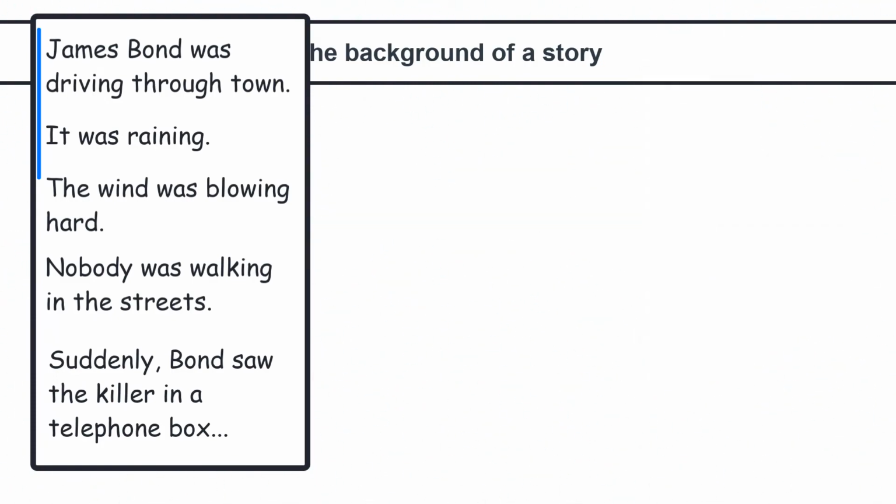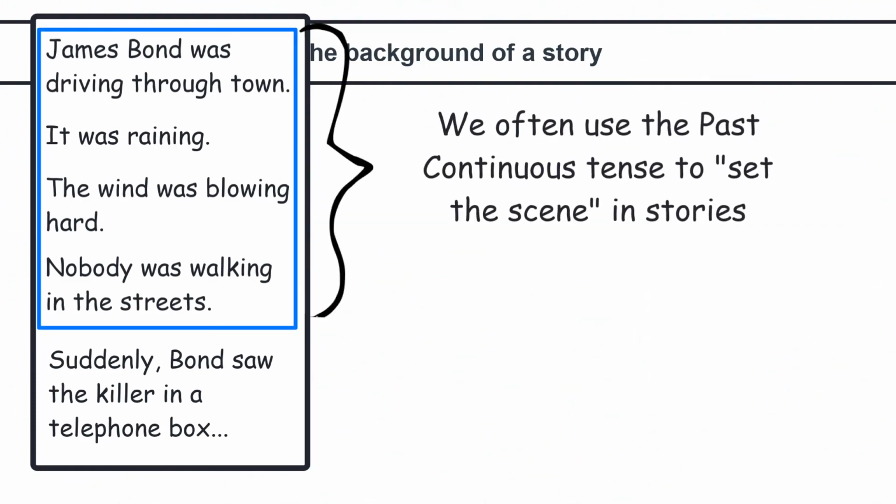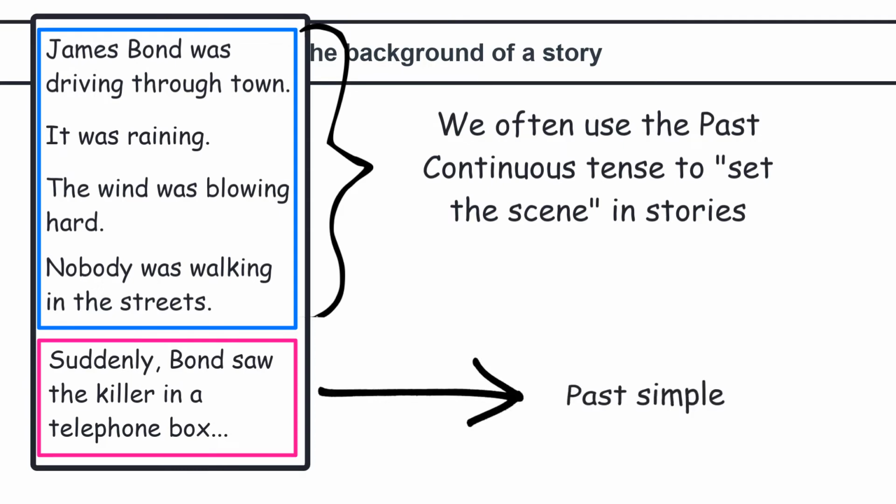As you see here, we often use the past continuous tense to set the scenes in the stories. We use it to describe the background situation at the moment when the action begins. Often the story starts with the past continuous tense and then moves into a past simple tense.